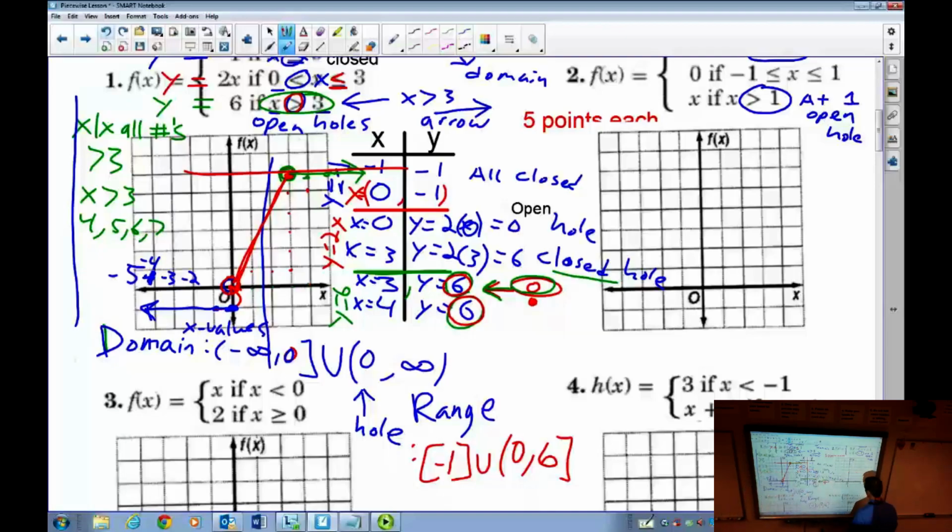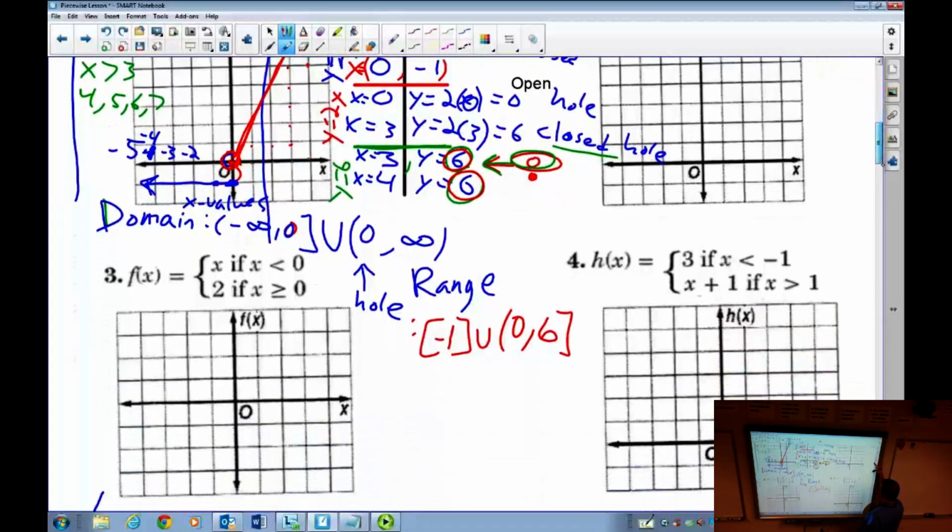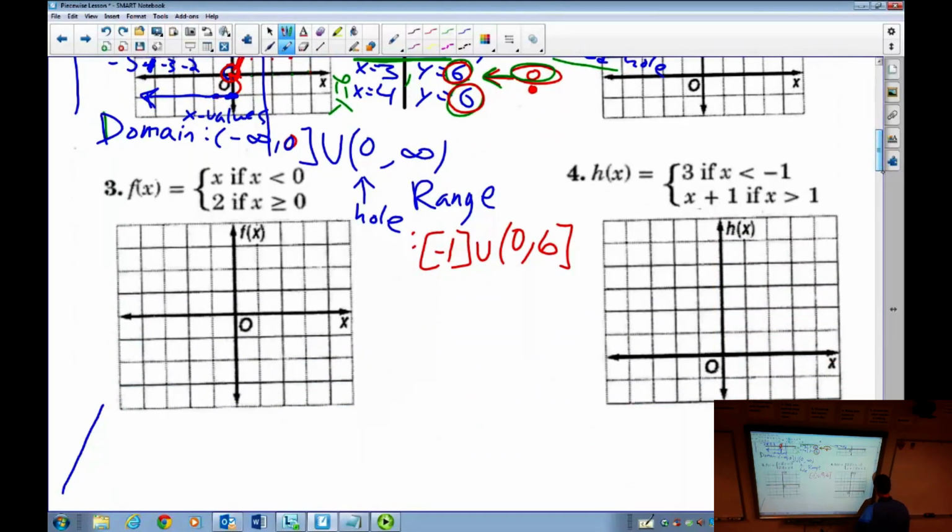We're going to jump down to a bit of an easier one at number 4, just so you can get the concept one more time. Okay, so number 4, we have two graphs here, so that makes it a bit easier. We have y equals 3 for all values less than -1, and we have y equals x plus 1 for all values greater than 1. So just two lines that shift positions, go along one line, then go into the other line.